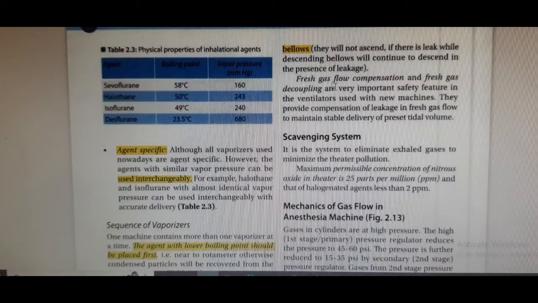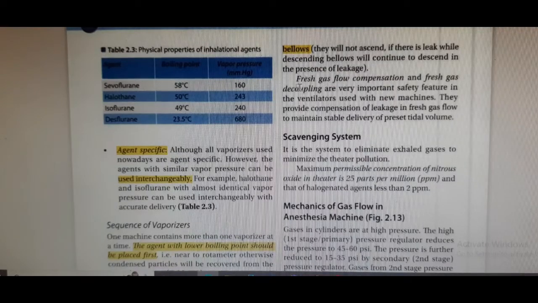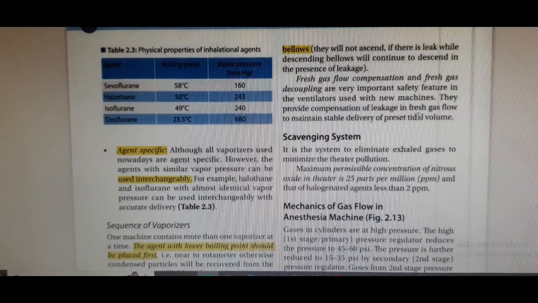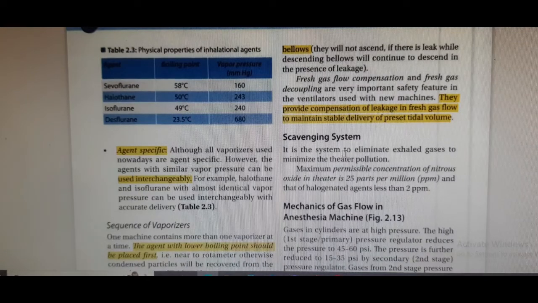Then the gas flow compensation and fresh gas decoupling are very important safety features in ventilators used in new machines. They provide compensation for leakage in fresh gas flow to maintain stable delivery of the preset tidal volume. So that is an important point. It monitors the tidal volume that has been preset.